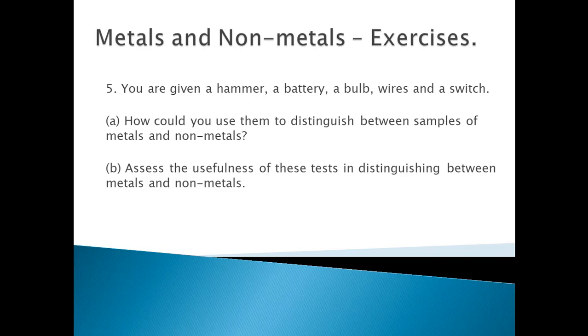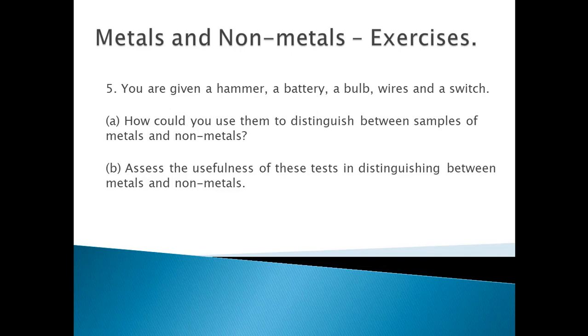That means we want to make a circuit. Okay. Now if you use a hammer, how will you distinguish the samples of metals and non-metals? By hitting on them, right? If they are malleable, they are metals. If they are non-malleable, they are non-metals. Isn't it? And what about the second set of tools?